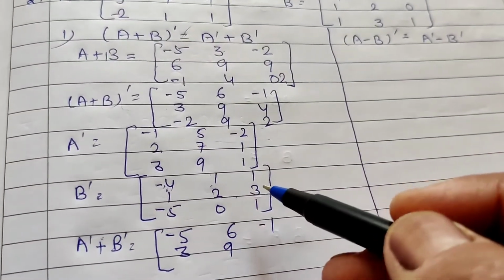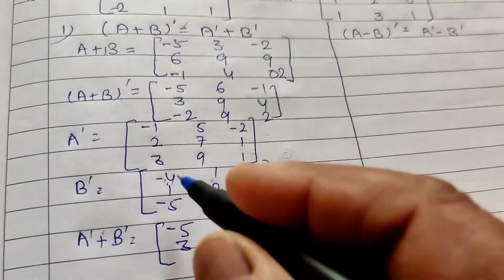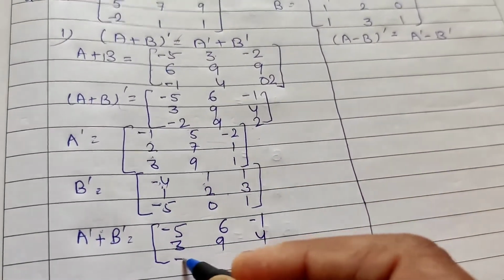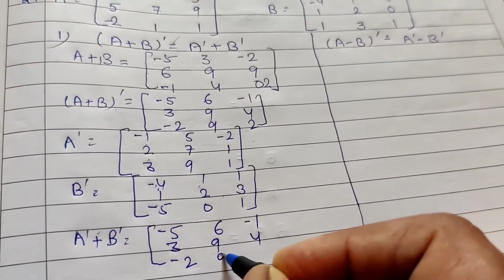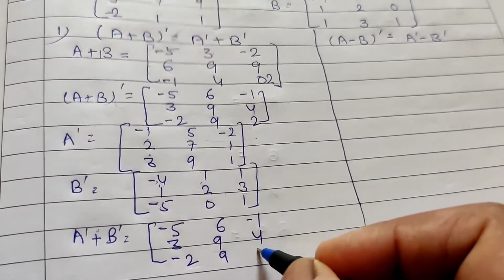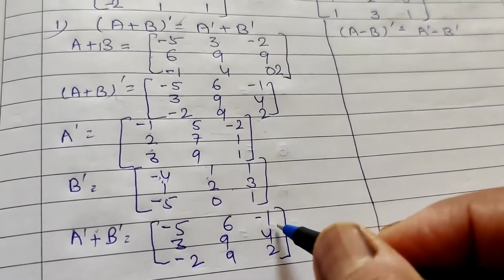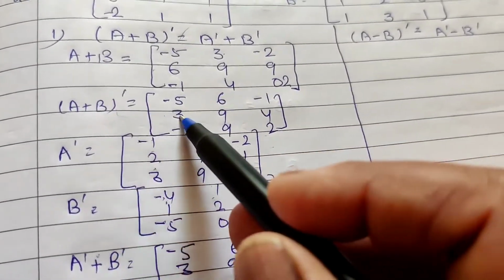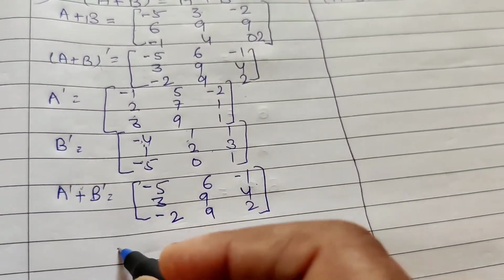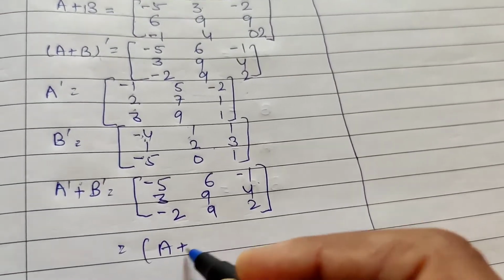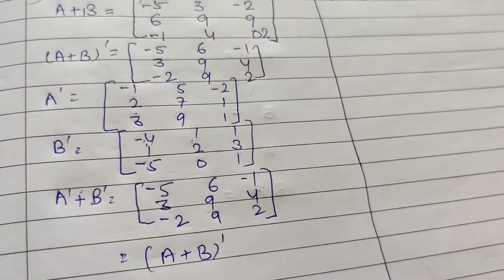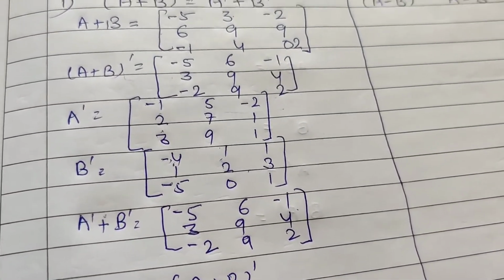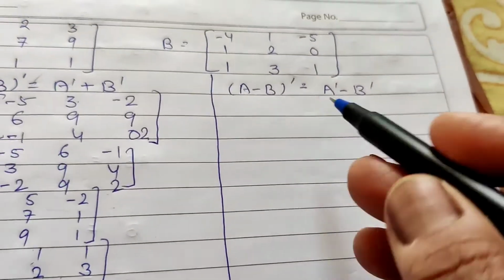And 1 plus 3, 4. 3 minus 5, -2. 9 plus 0, 9. And 1 plus 1, 2. This is equal to the transpose of A plus B, equal to the transpose of B. Hence, verified. Next, the difference of A minus B.